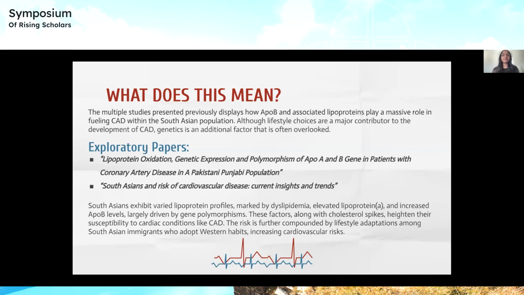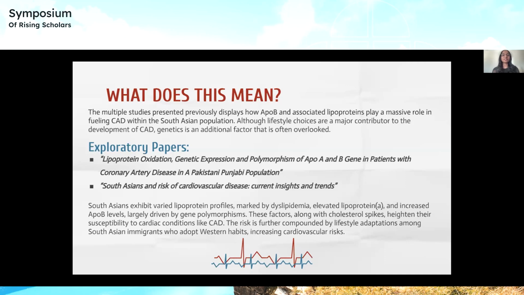Many people, when they think of things like coronary artery disease, immediately think that it is due to lifestyle factors such as diet, exercise, etc. And although that is a contributing factor, the underlying genetic predisposition cannot be ignored here, and genetics is an additional factor that is very often overlooked. And as you can see from my studies with apolipoprotein B, that is a very prevalent indicator of CAD in this community. So some other exploratory papers, I have them here, just if you want to learn more about it.